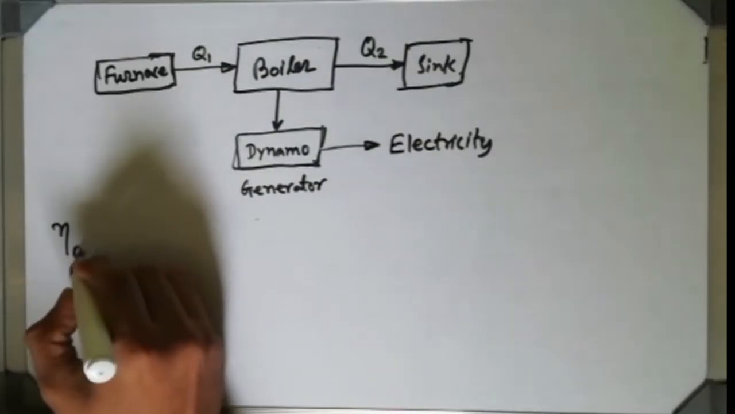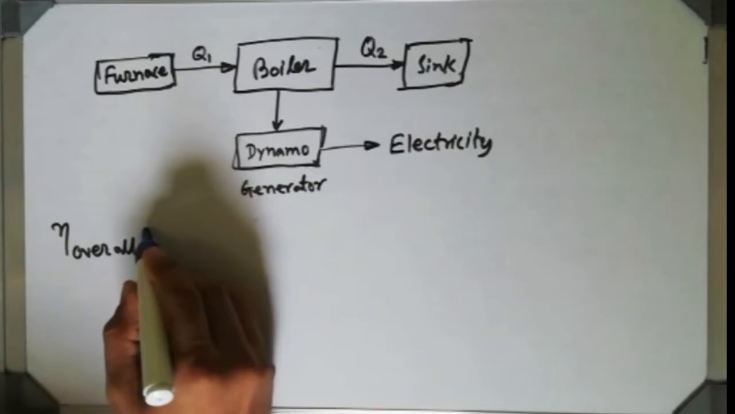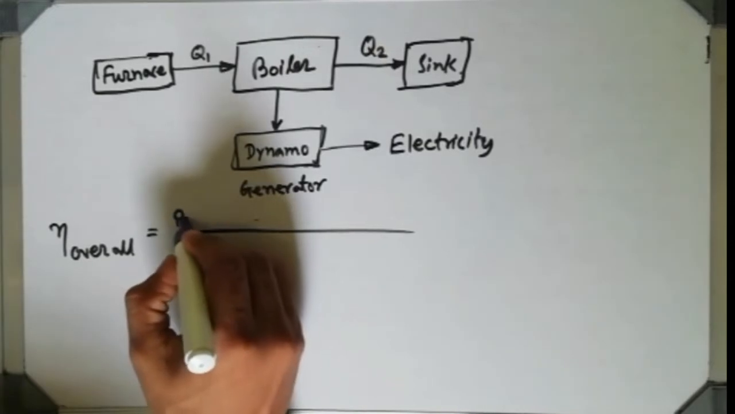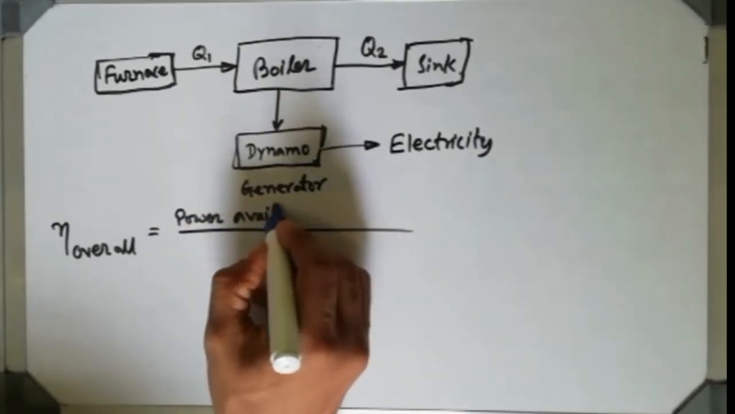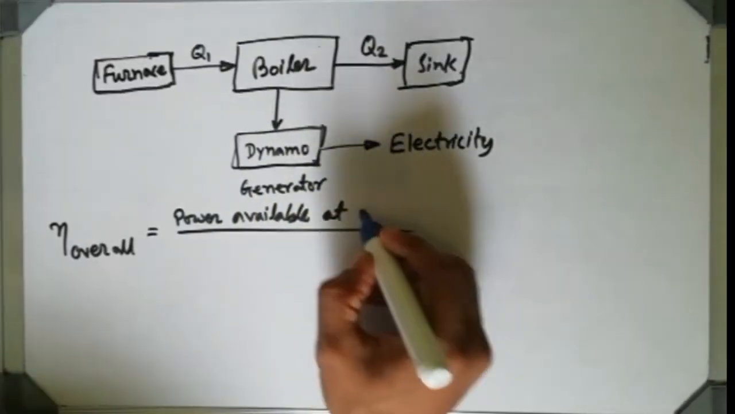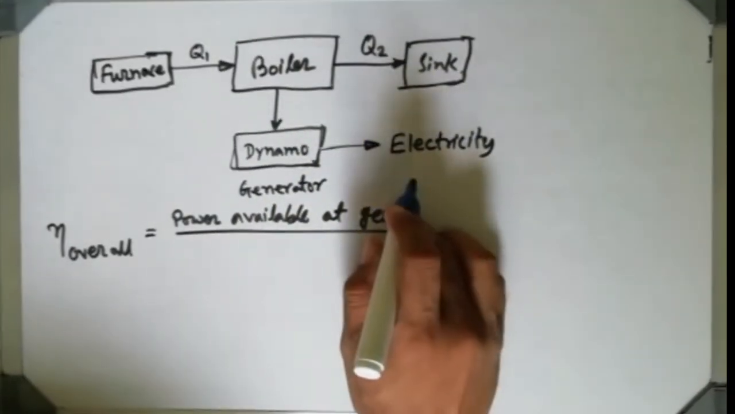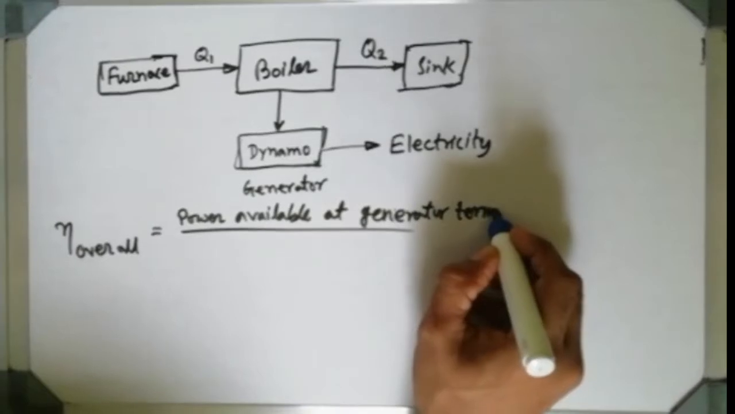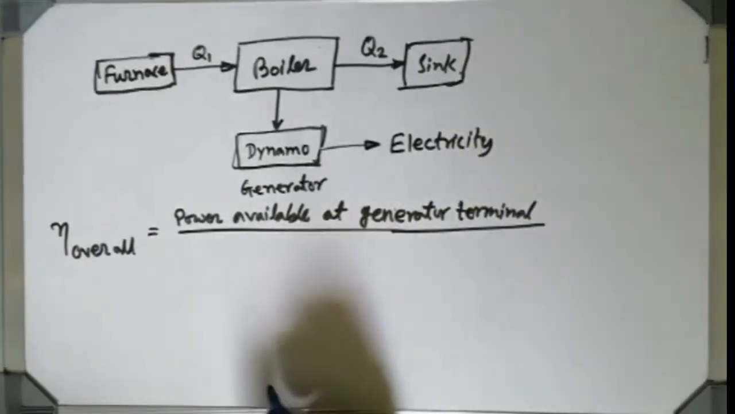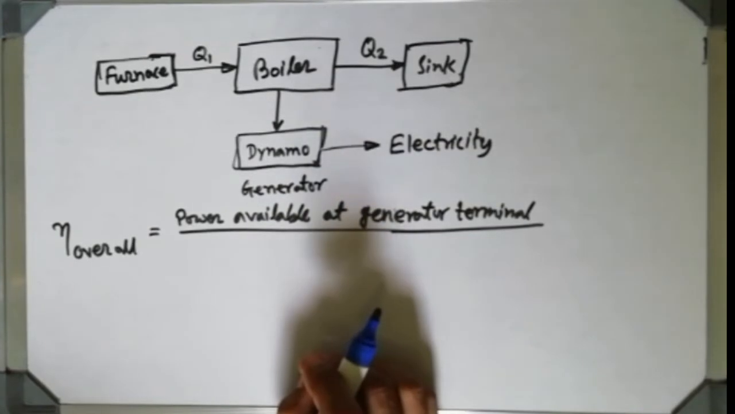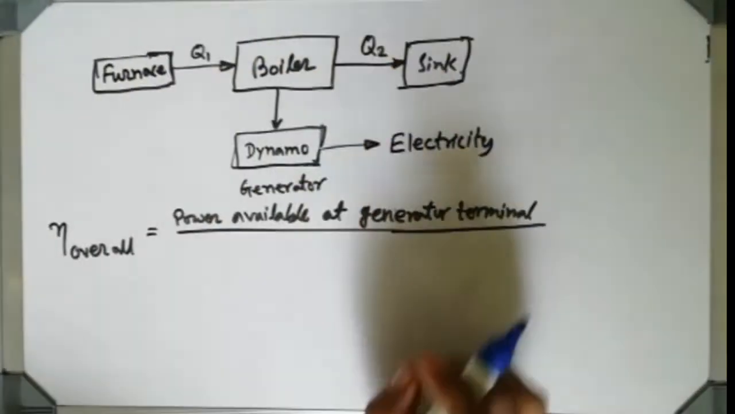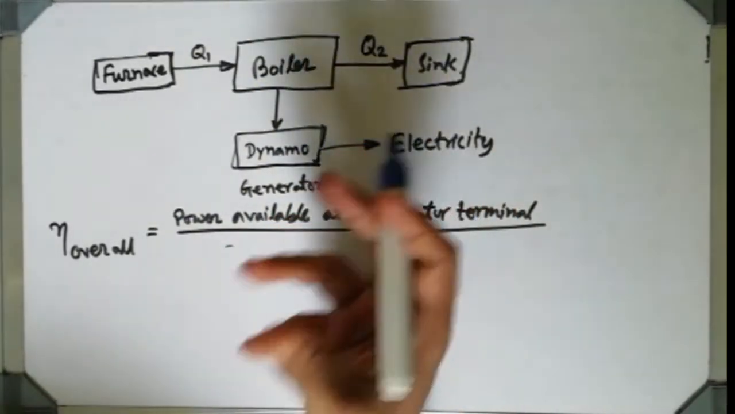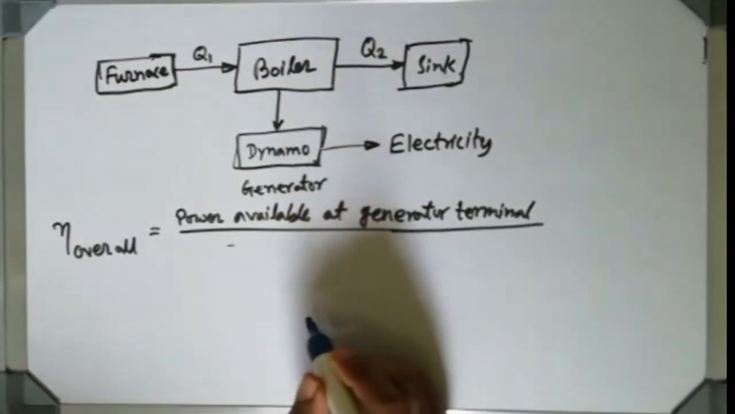From there, if you try to find out eta overall, eta means efficiency and overall means overall efficiency, can we write like this? That is the power available at generator terminal. Sorry, spelling mistakes can be there. Generator terminal, that is the ultimate output. From the generator terminal what you are getting out, that is the ultimate output of this whole thing. And with respect to input, what input, this is the input, what amount of heat you are supplying in.